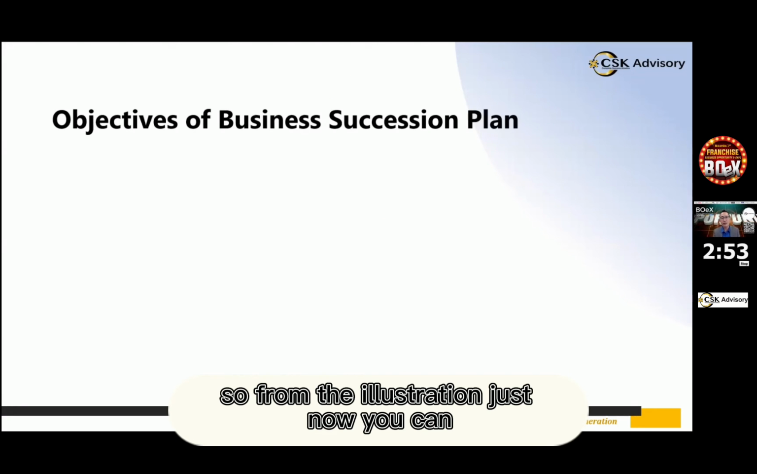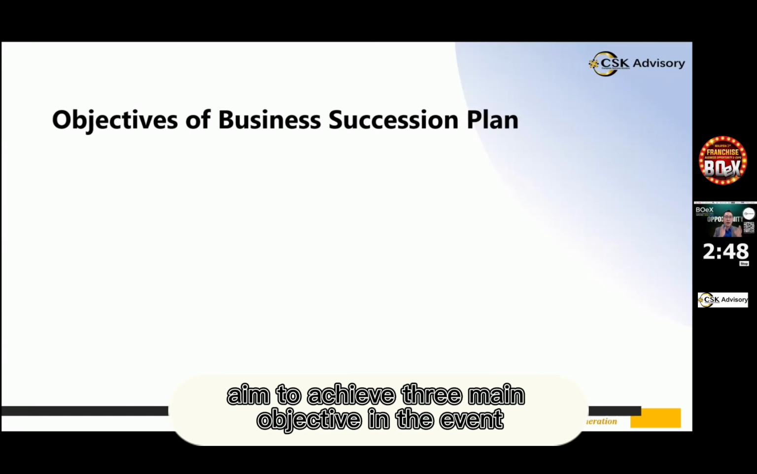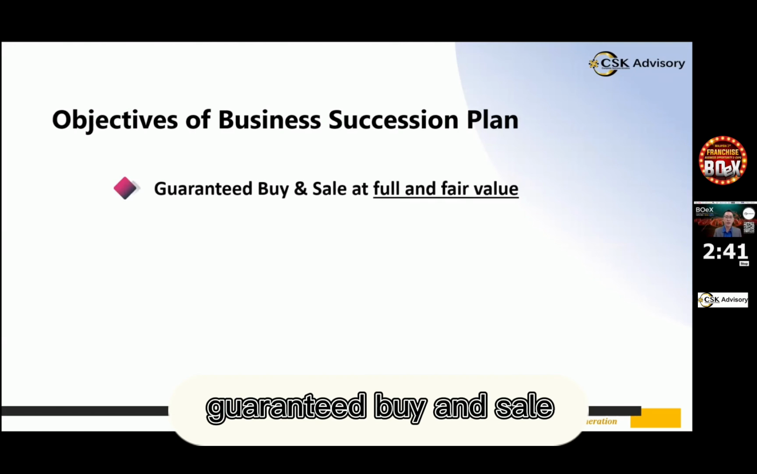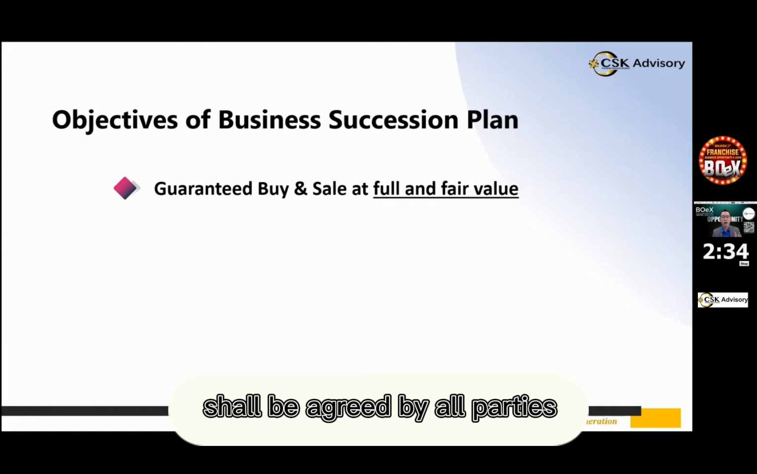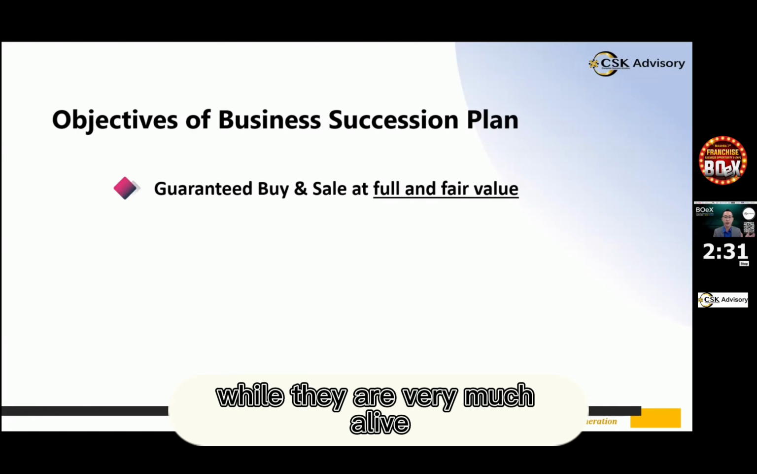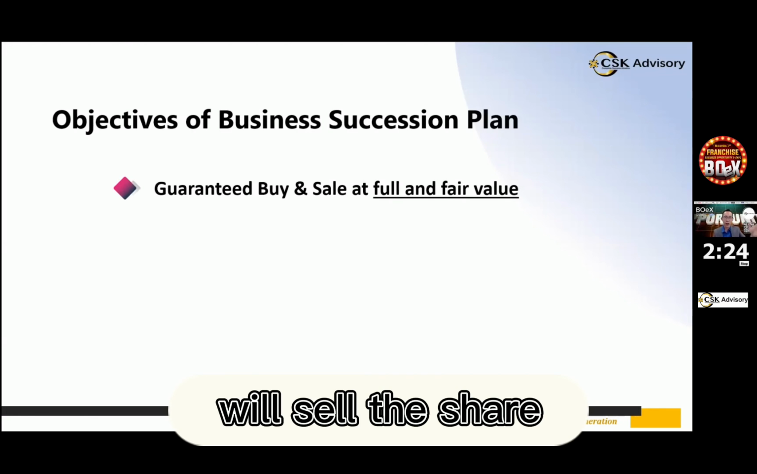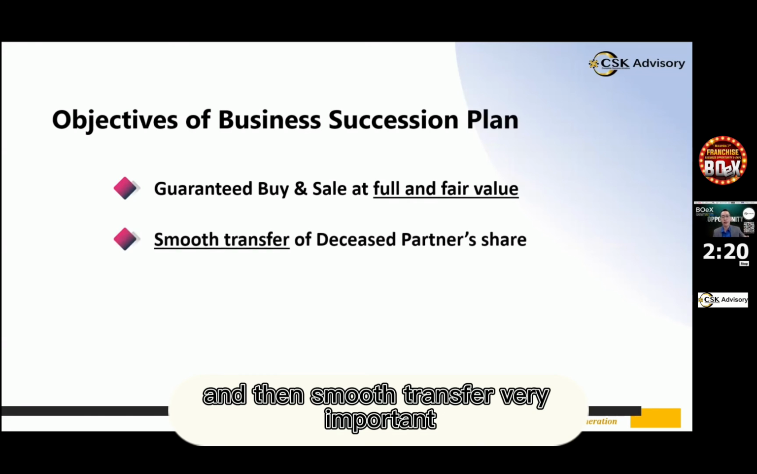So from the illustration just now, it is clear that a business succession plan aims to achieve 3 main objectives in the event a business co-owner dies. Number 1, guaranteed buy and sell at full and fair value of the shareholding. So the share value shall be agreed by all parties while they are very much alive, while it is all sunshine. So upon the partner's demise, the deceased partner's family will sell the share and the surviving partner will buy the share.